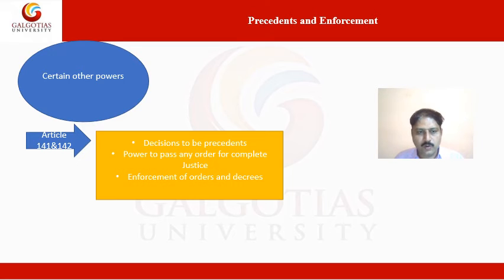Article 142 confers the power upon the Supreme Court to pass any order which it thinks necessary in order to do complete justice between the parties. It further provides that any decree or order passed by the Supreme Court will be enforced upon any court or tribunal of the country.